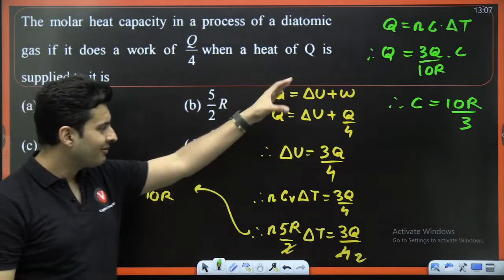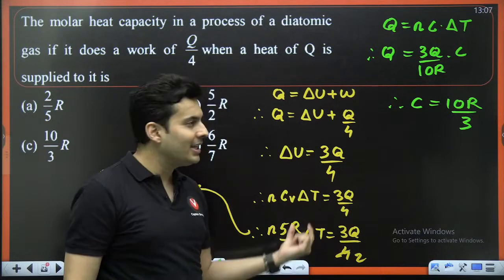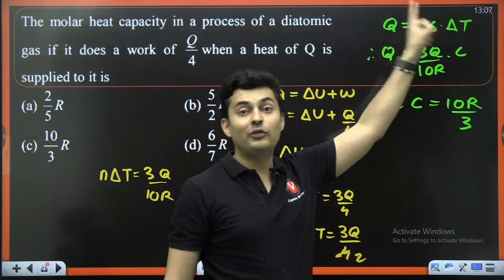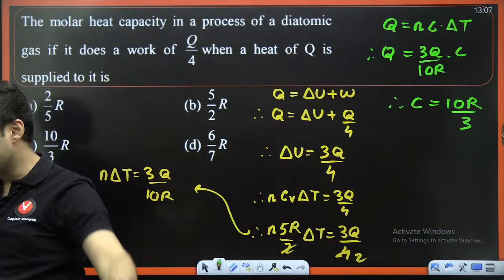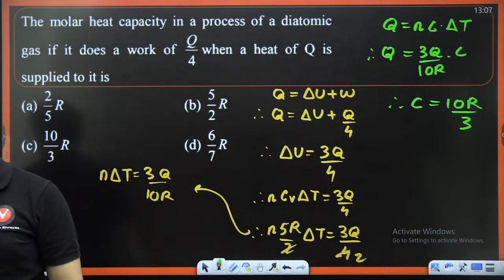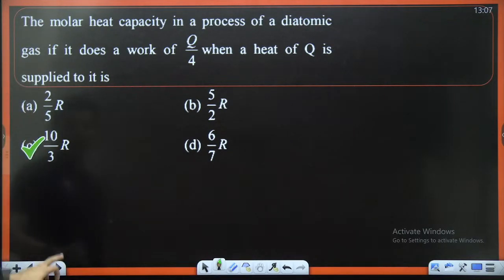Very nice. First law is used to find only the value of N delta T to be substituted here to find the C in that process. C is a process specific variable. It depends on the process. Moving on.